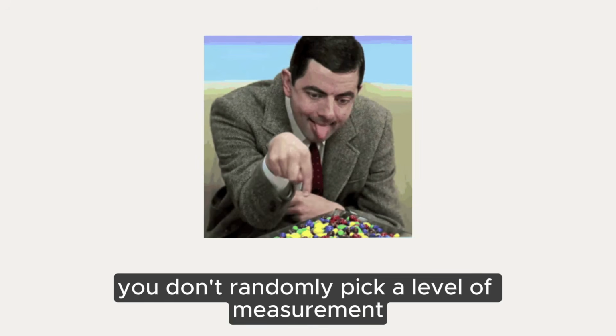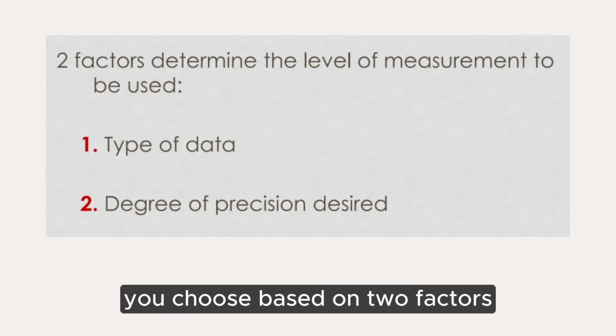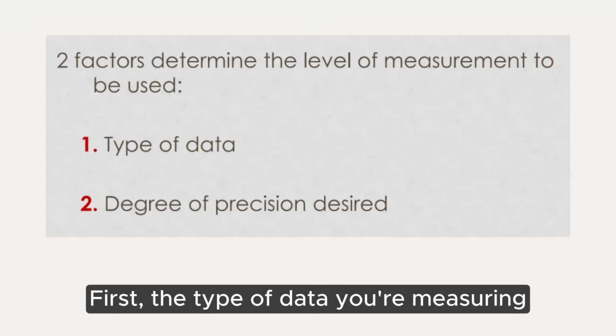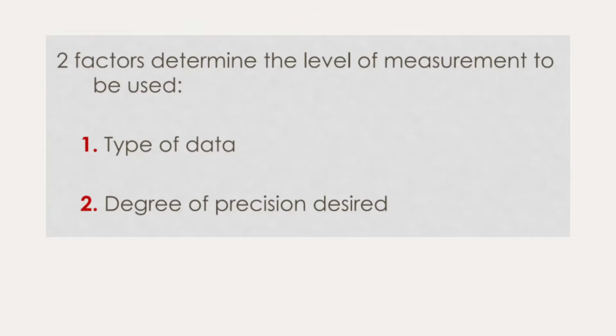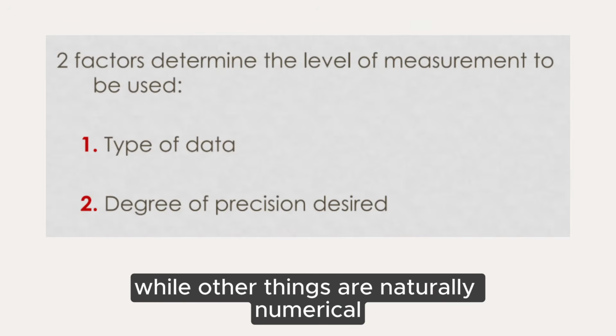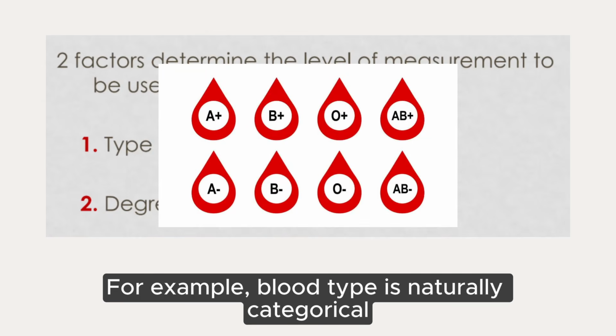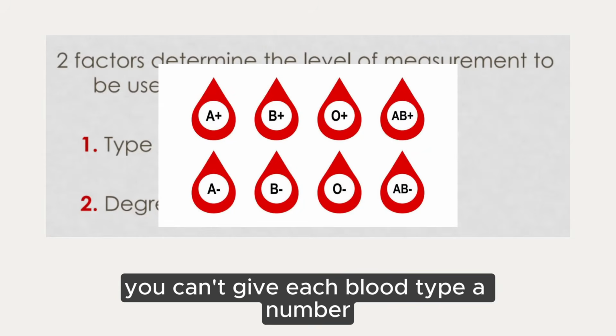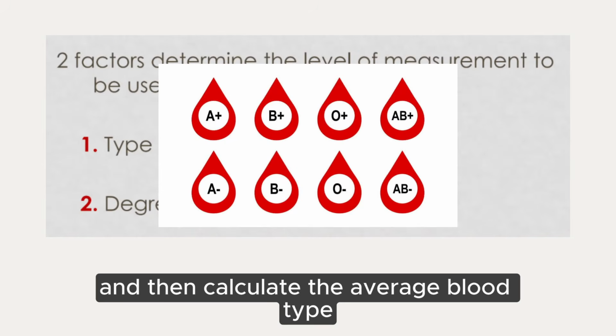When you're doing a study, you don't randomly pick a level of measurement. You choose based on 2 factors. First, the type of data you're measuring. Some things are naturally categorical, while other things are naturally numerical. For example, blood type is naturally categorical. You can't give each blood type a number and then calculate the average blood type.